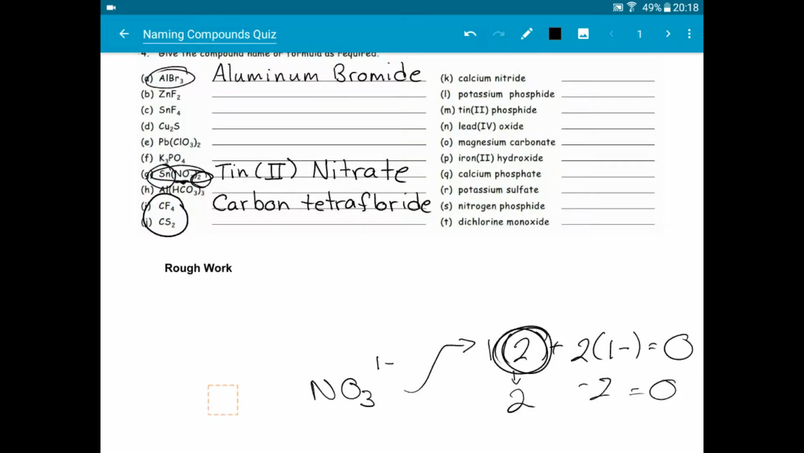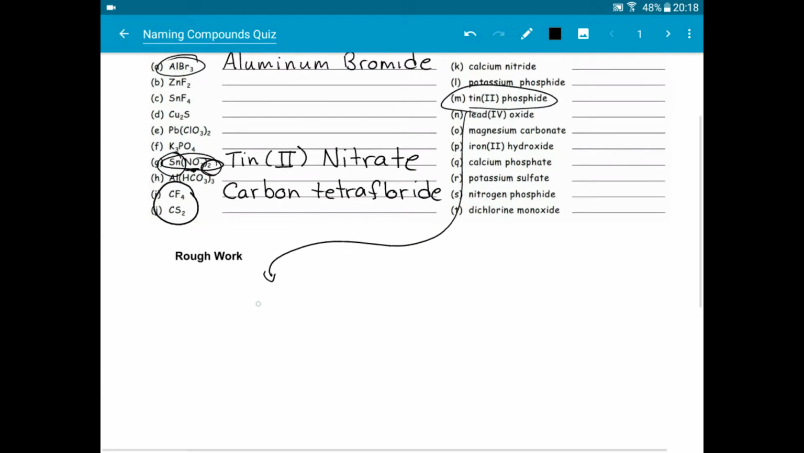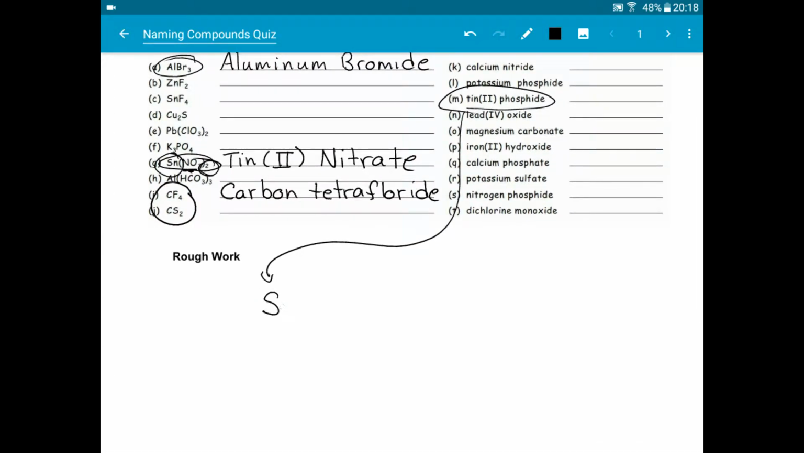Now let's go backwards. Let's start off with the name, and we'll use the name in order to create the chemical formula for it. So I don't know, I'll just pick one at random. Let's do tin(II) phosphide, just because we already used tin, so we know what it is. So we've got tin, and we know that's 2+. It tells us that it is right there. If it didn't, we would have to go back to the periodic table and look to see what the charge is. We'll do one of those in a second.